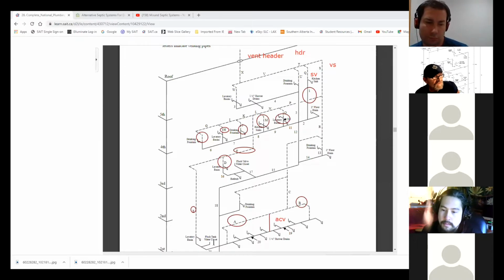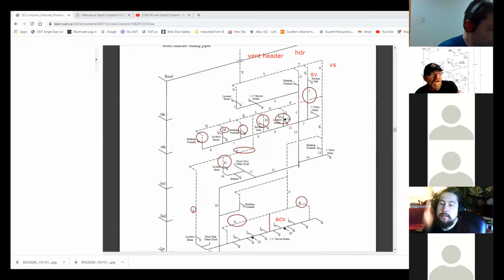What would this be called? Oh, we already know it's the vent stack, right? So let's go up to here. Let's follow the stack right from the base. And this is an offset in the stack. That's what 15 is. Now, oh, what's this over here? Oh, that's that 2-inch drain. It's 2 inches under a 3-inch, so it needs a vent.